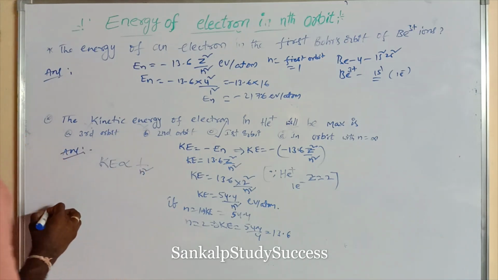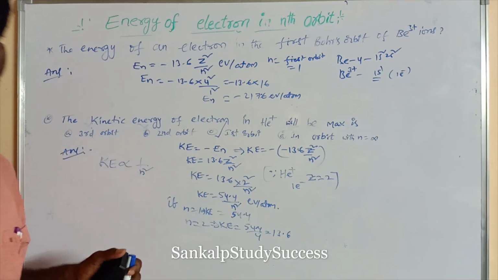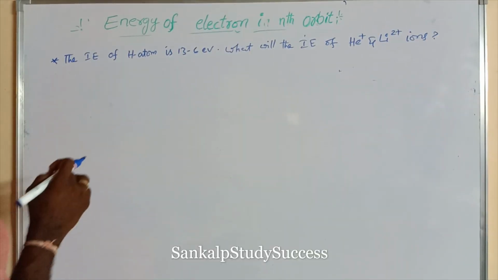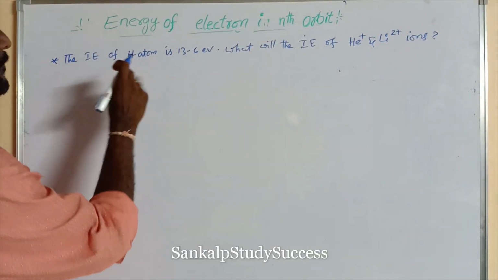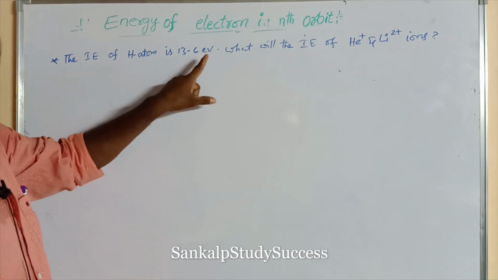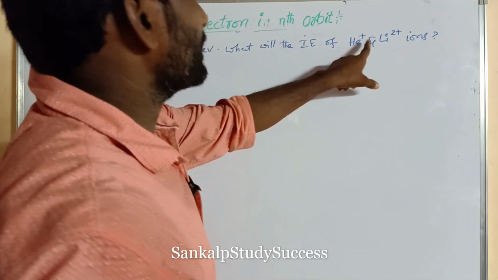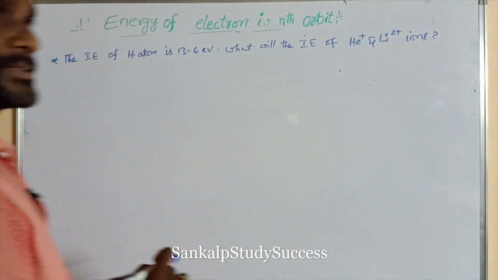Alright, next go to another sum. The ionization energy of H atom is 13.6 electron volt. What will be the ionization energy of He plus and Li2 plus ions?